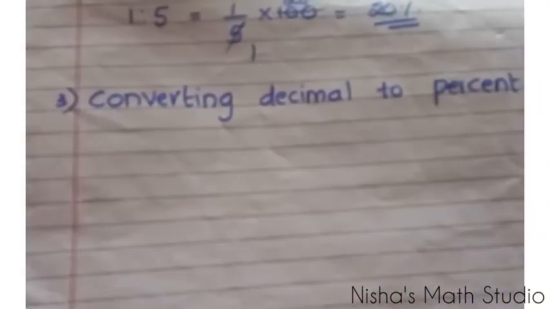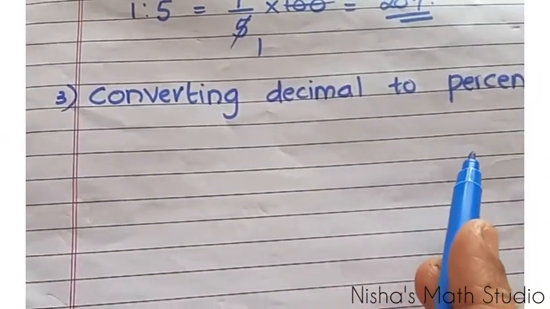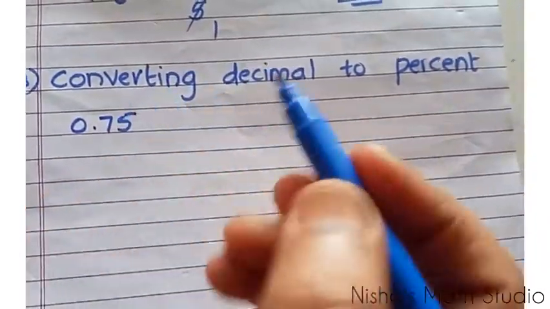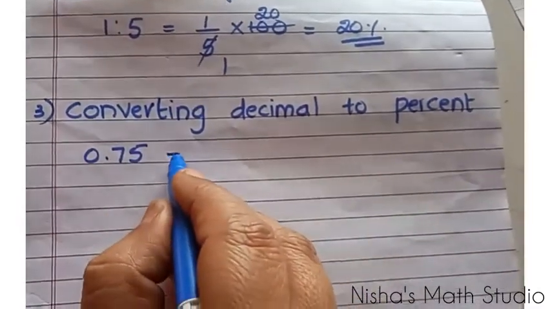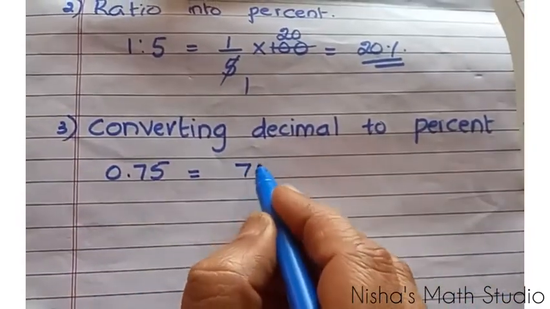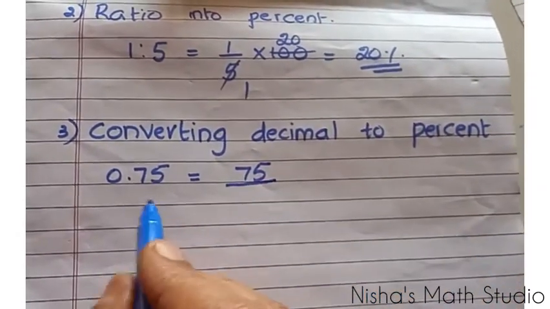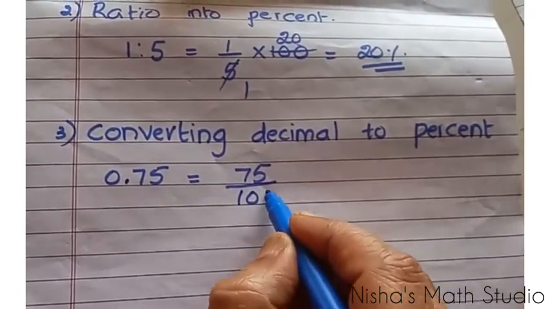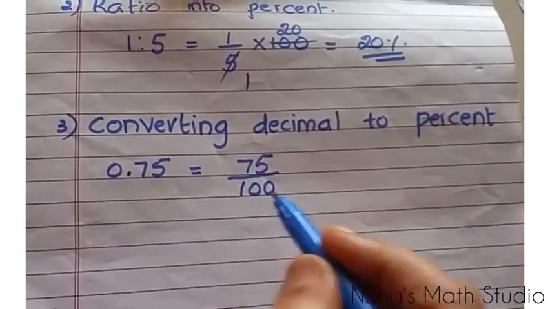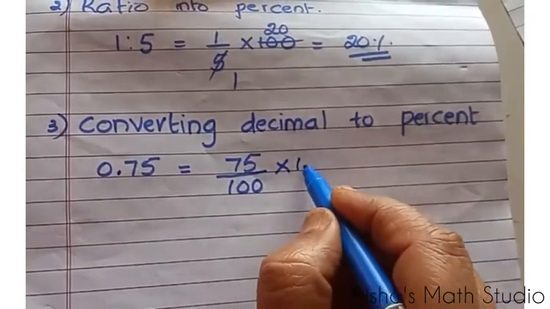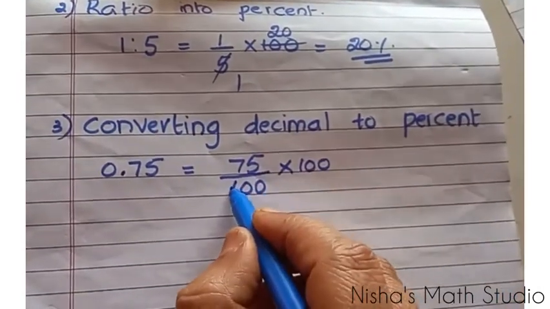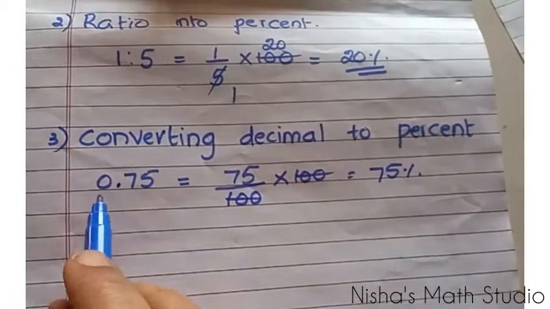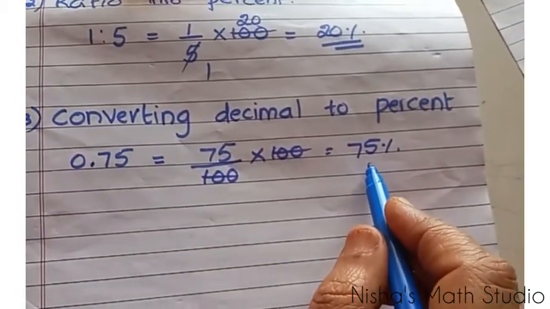Next we will see converting decimal to percent. We'll take an example of 0.75. This is a decimal number. Remember, a decimal number can be written as a fraction. How is it? 75 divided by, do you remember, after the decimal point we have two places. So 1 should be followed by 2 zeros. So you got 75 by 100. Now you very well know how to convert a fraction into percent. That is multiplying it by 100. The 100 gets cancelled. So you have 75%. 0.75 will be equal to 75%.